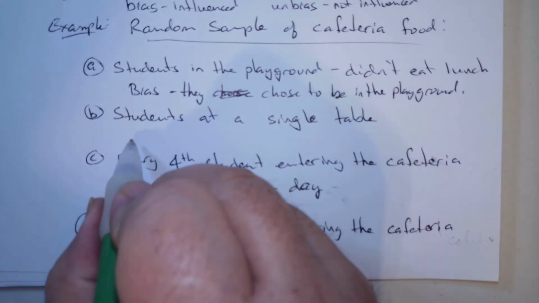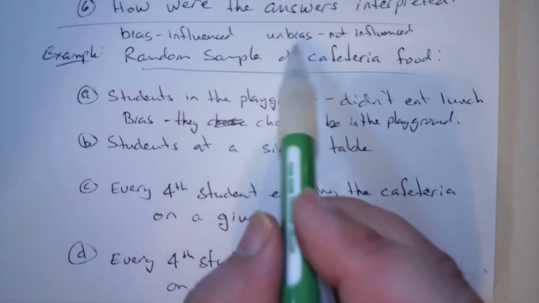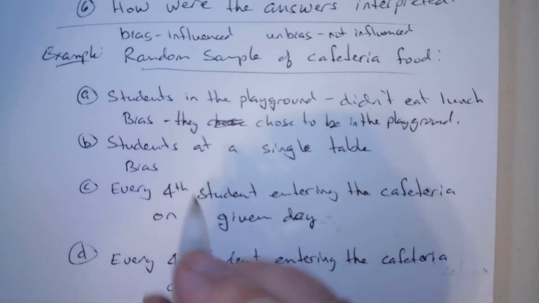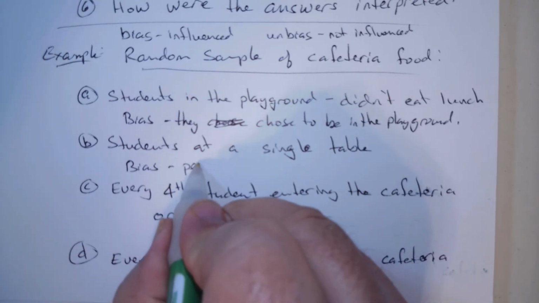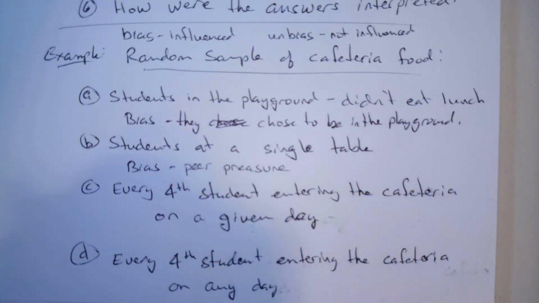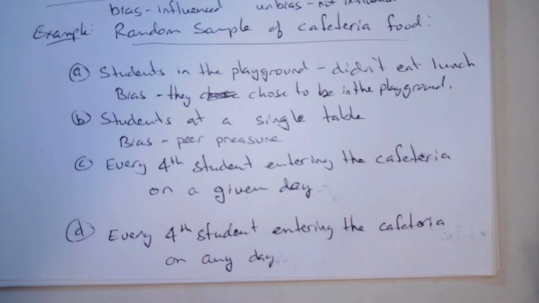Students at a single table, is that biased, influenced, or not? This is also bias because of peer pressure. You don't know if the people at the table are going to answer honestly, or whoever answers first, everybody's going to agree with them or side with them, whether they like it or not.